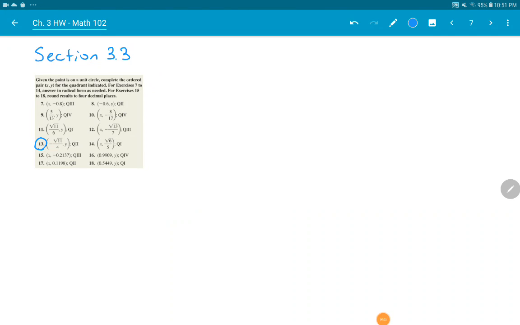In section 3.3, number 13, we're given this point on a unit circle, and we need to find y given this x value. So I know that the equation on the unit circle is x squared plus y squared equals 1, and that's true for every point on the unit circle. So if I plug in this x, then I will be able to solve for y. So I'm just plugging in the x, solving for y.